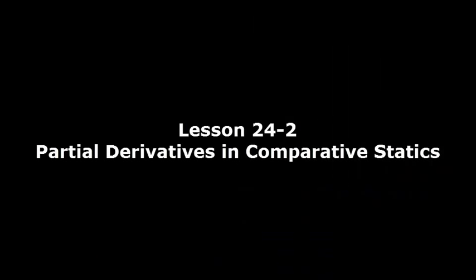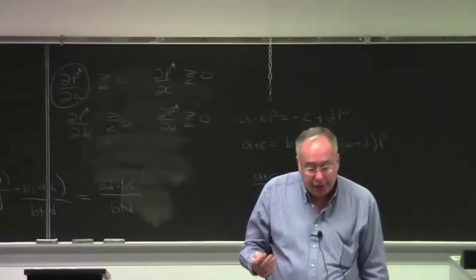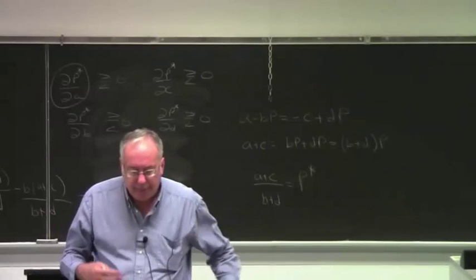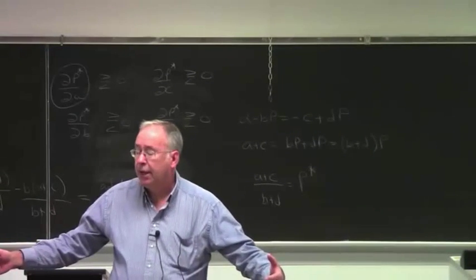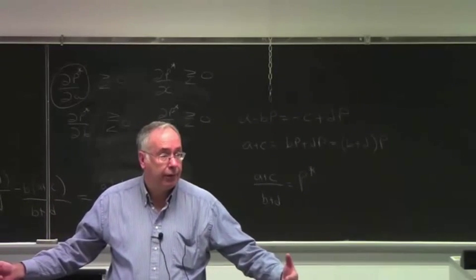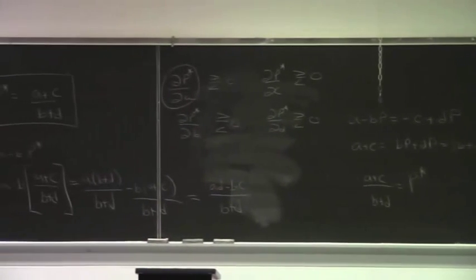So that's all that we have to do for comparative static analysis. That's all it is. It's just first solving the model for all the endogenous variables expressed in terms of parameters and exogenous variables, and then checking all the signs of the partial derivatives. Okay. So let's go ahead and do this one.